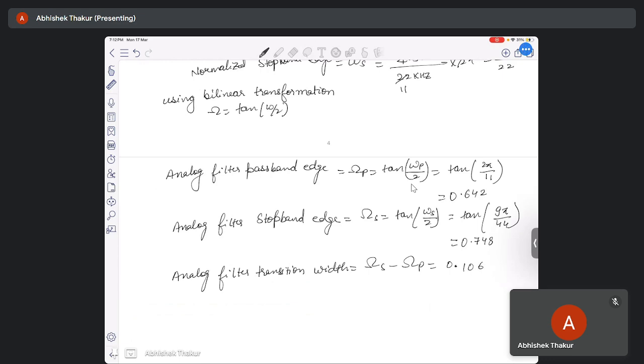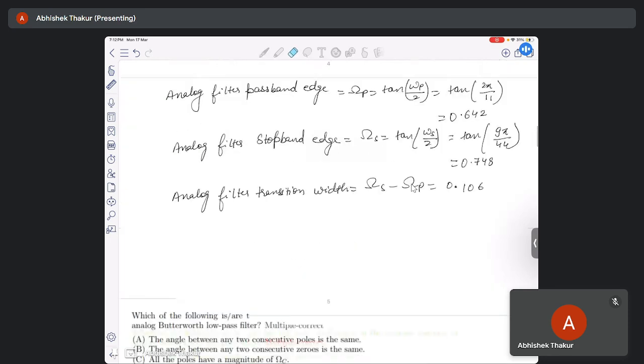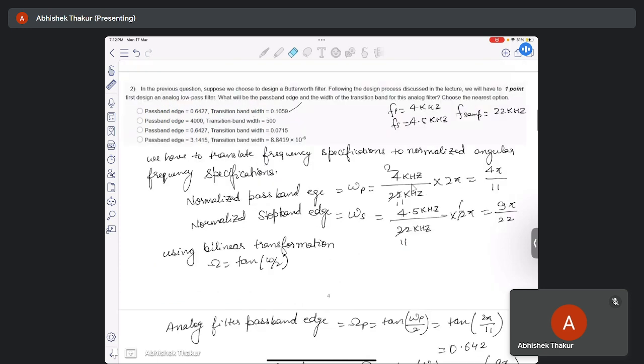0.106. Okay. So which option is correct? 0.106, so the transition bandwidth is this one. And the pass band edge is 0.6427. So what we got? Yes, we also got 0.642. So option A is the correct answer for this question.